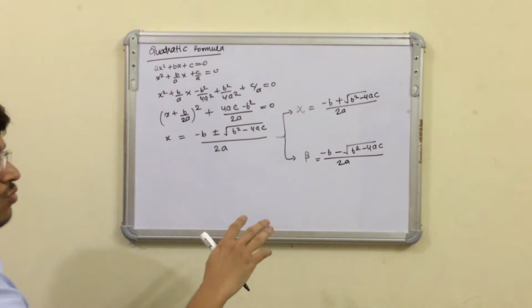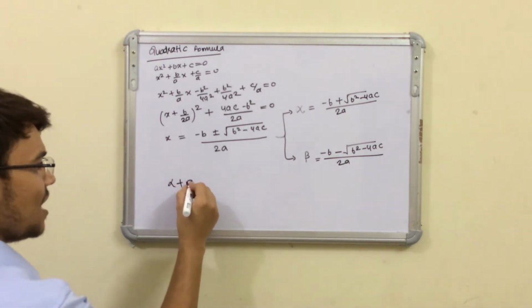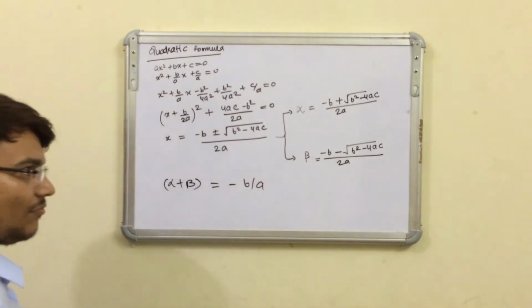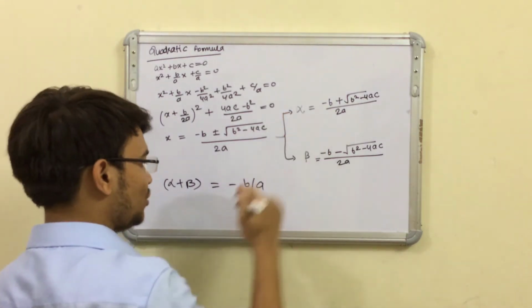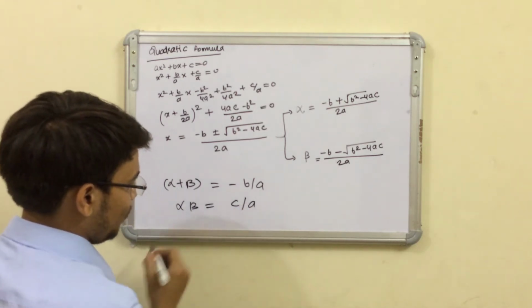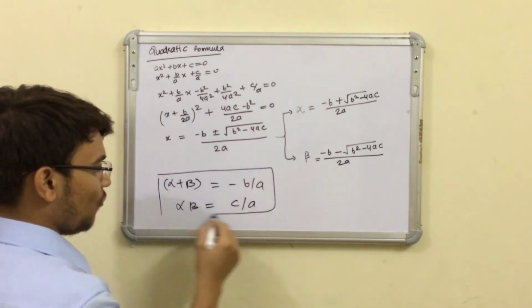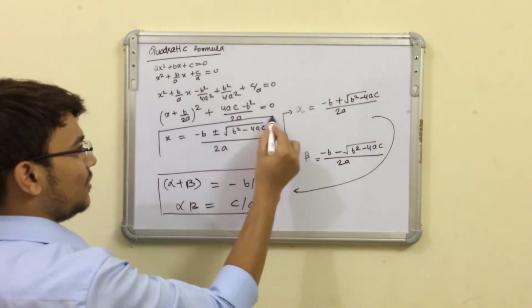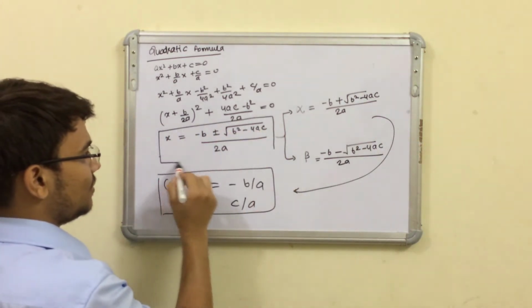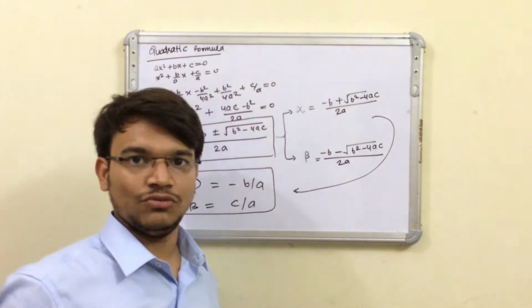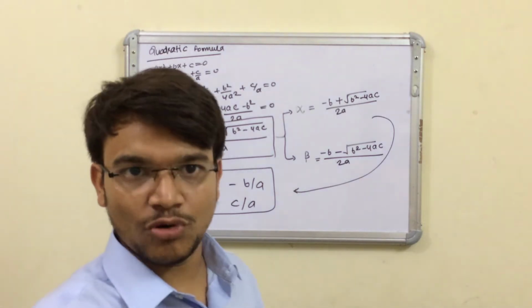If we add these two roots, alpha plus beta, we get minus b upon a. And if we multiply these two roots, we get alpha beta is equal to c upon a. So these roots come from here. And this expression is used to find the roots of the quadratic equation, and it is generally known as the quadratic formula.